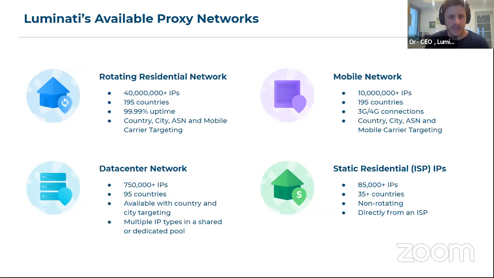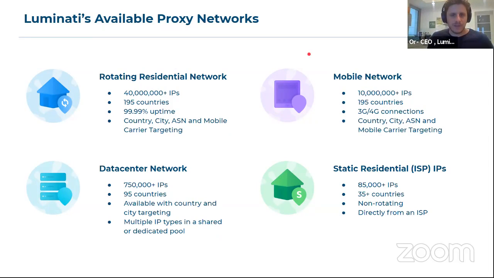We also have a data center proxy network with almost 800,000 IPs. Data center IPs are labeled as data center IPs. This is their major downside. A website can check the IP type and see that it's not labeled as residential, and maybe decide to block this type of traffic to the website because they don't think it's a real consumer. However, some websites do accept these types of IPs. They consider them to be more cost efficient and faster.